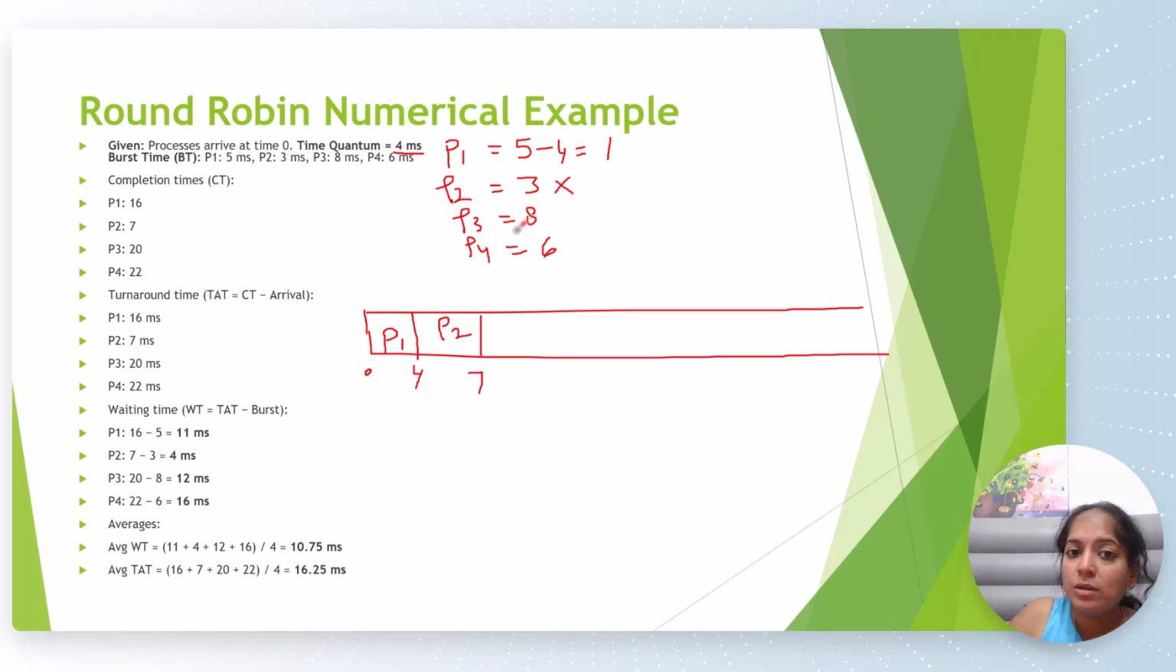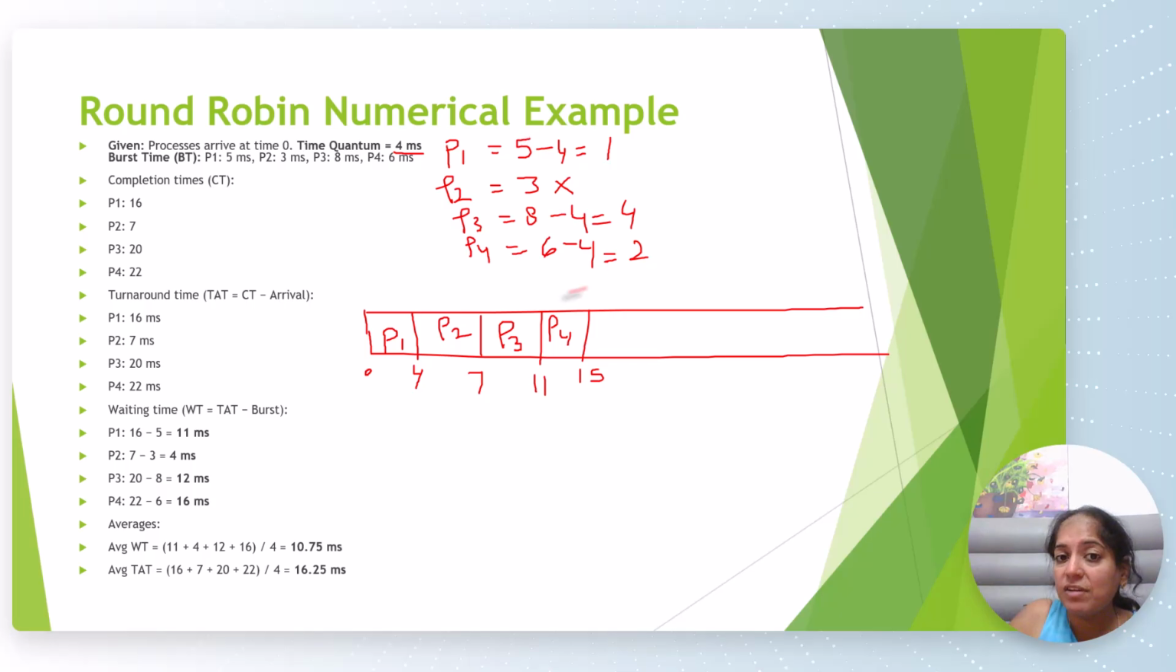Now the turn of process P3 comes. Again it can execute only for 4 milliseconds. Its burst time is 8, but it can execute for 4 milliseconds. So 7 plus 4, 11, and the time left for P3 is 4. Then the turn of process P4 comes. It will also execute for 4 milliseconds. So 11 plus 4, 15. And the time left for P4 is 2.